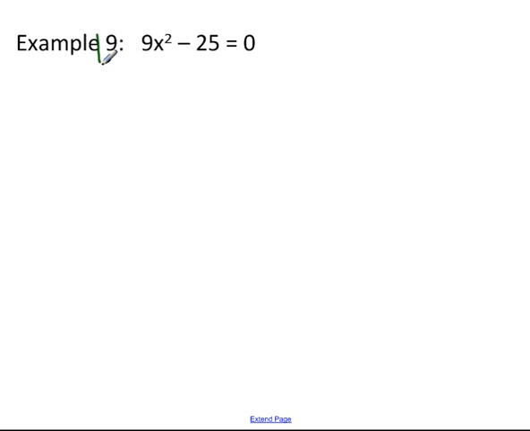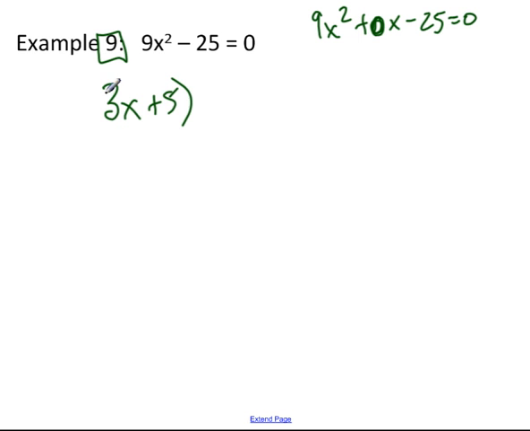Alright, so here we go, example number 9. If you want to try and work this out with some box method because you don't see the pattern, 9x squared plus 0x minus 25, and see if you can factor that with a 0x in the middle. Just think of what multiplies here, going to cancel out. I'm going to see the pattern, I'm going to think, hey, that's 3x plus 5 and 3x minus 5, because I know my difference of squares pattern. Now I'm going to make my life a little bit easier.